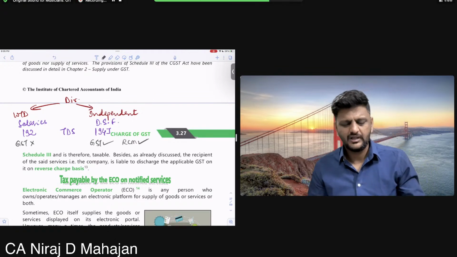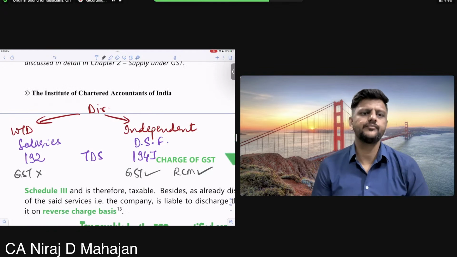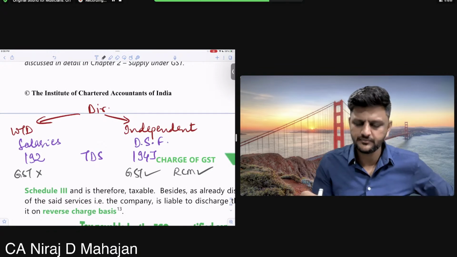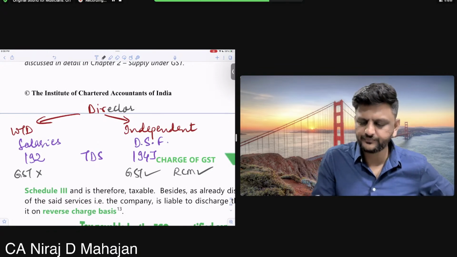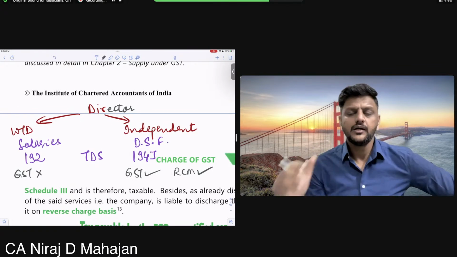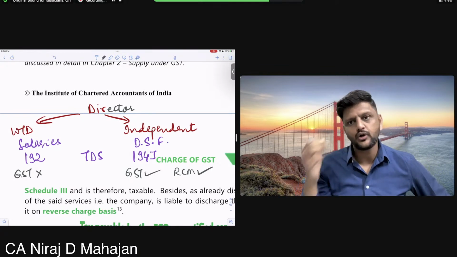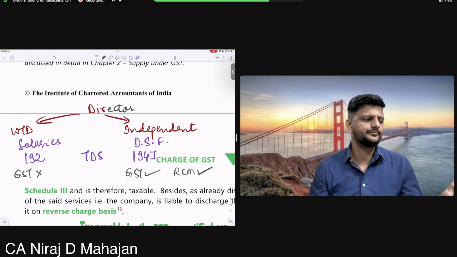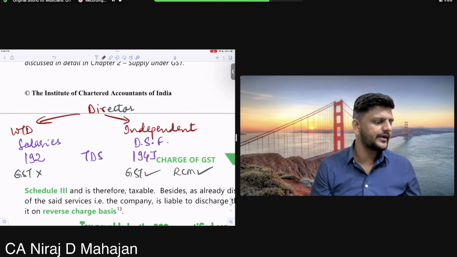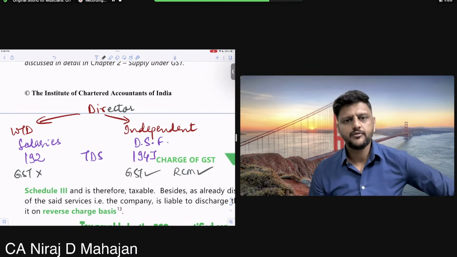You can write down the full forms of whatever I have mentioned in short. Write down this: Directors. Two things. Again, just for the sake of understanding, there can be other ways of understanding whether GST will be there or not. They may make a question out of this, so you have to understand that not every director by default will have RCM.